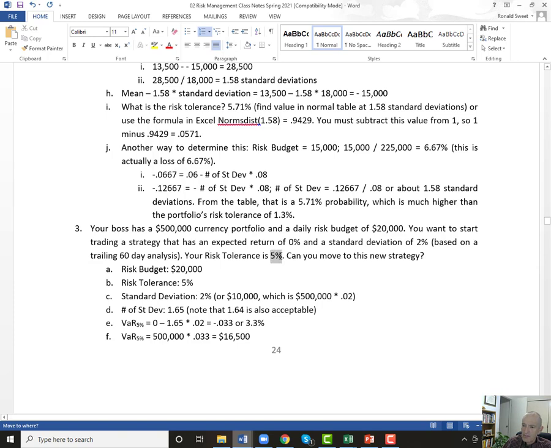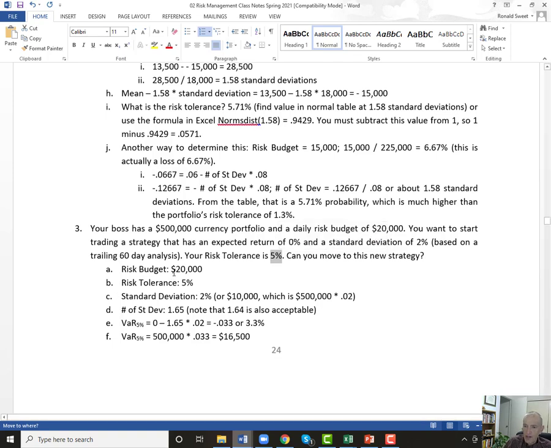Why 5%? Well, maybe because this particular strategy is uncorrelated with everything else the bank is doing or your portfolio is doing. So it's already pretty well diversified. It tends to do well when everything else is doing poorly. So you have a high risk tolerance, or maybe this is Goldman Sachs with a 5% risk tolerance. Can you move to this strategy?